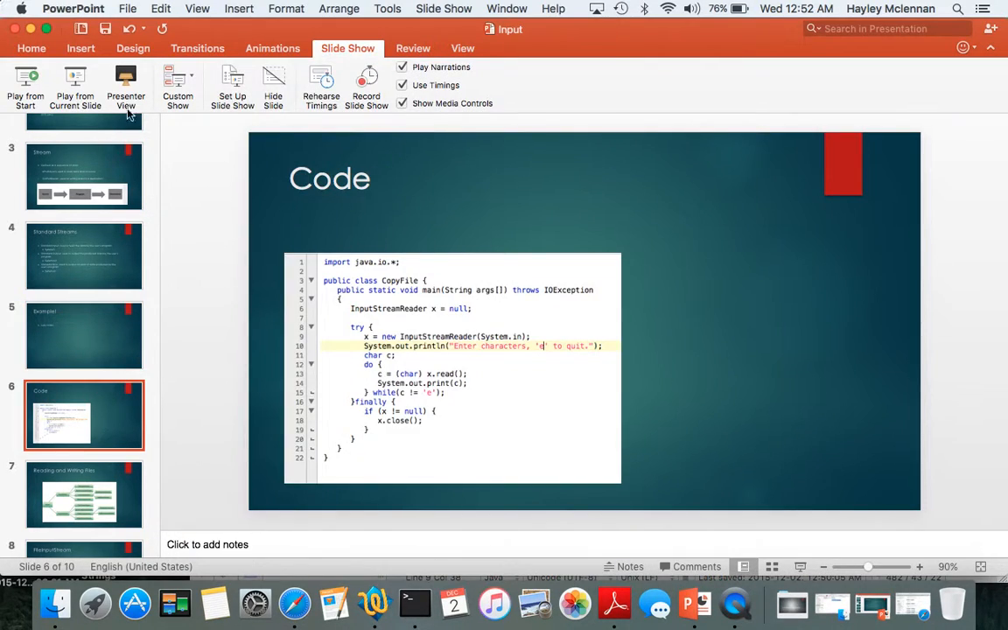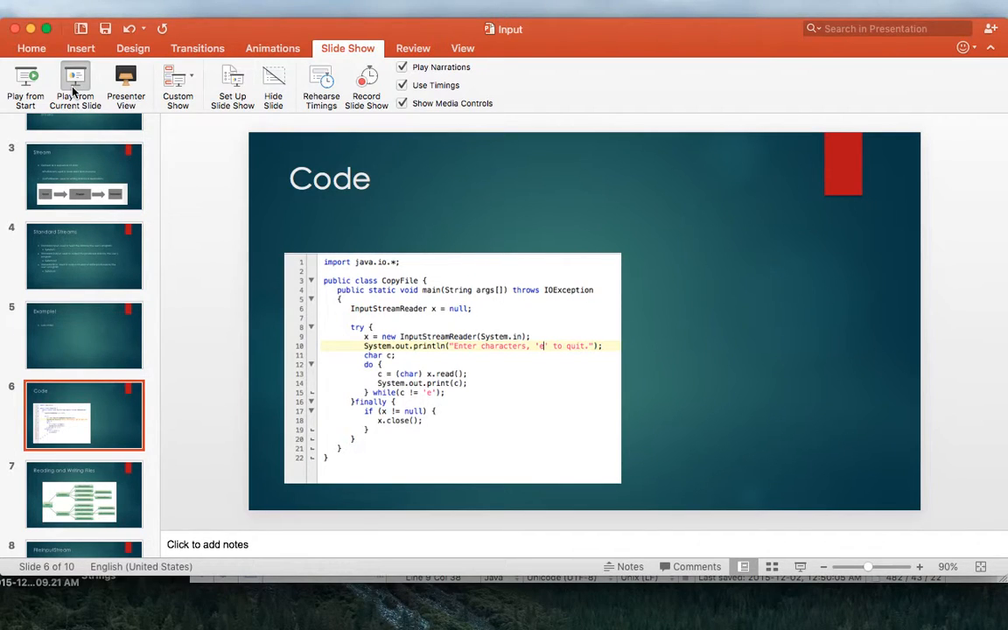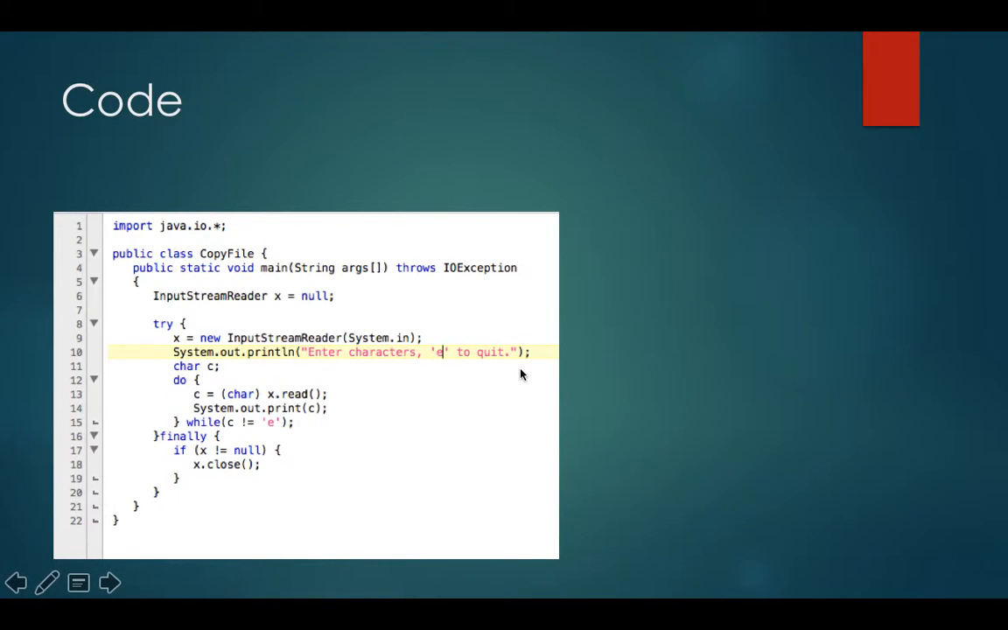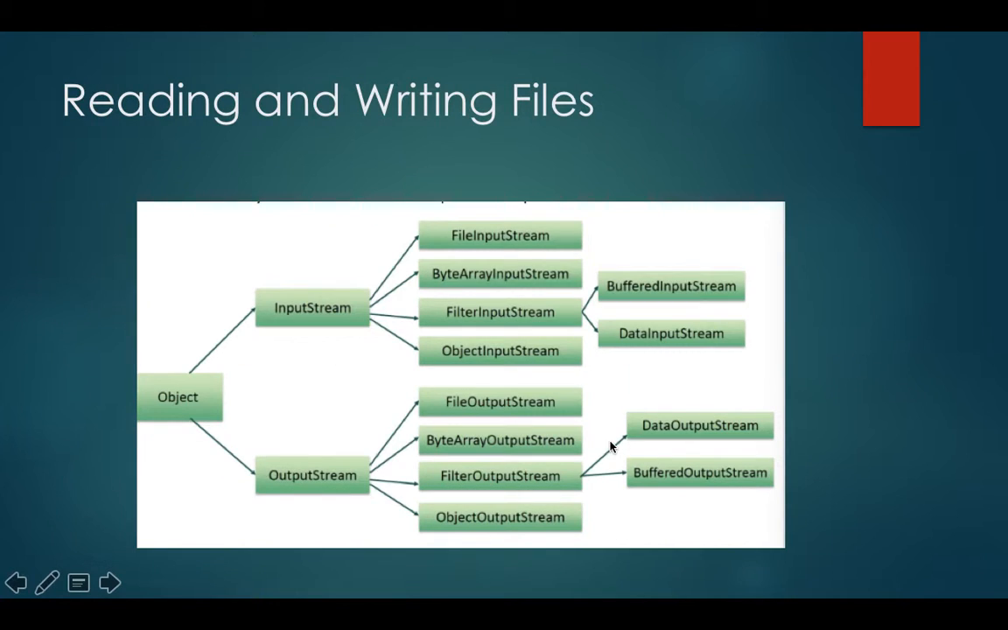Let's go back to the slides here. I've added in my code again if you need to review it. That's all here. So reading and writing files. You're going to have an object. It splits into either an input stream and an output stream. Here is getting the data in, and this is outputting the data. So this is just a good diagram to know, just to understand what is happening inside it.